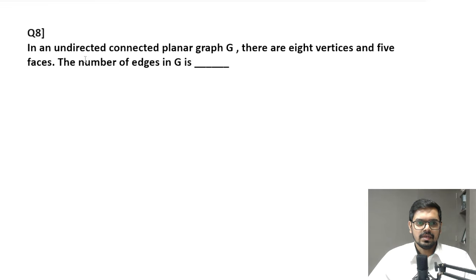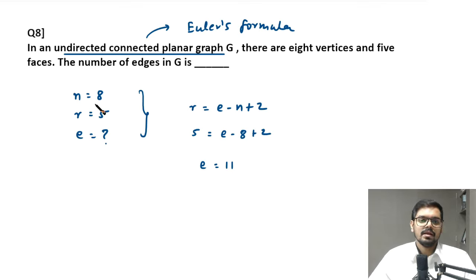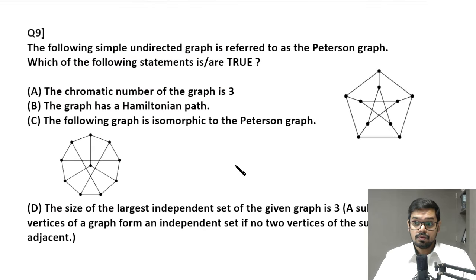It's an easy question. In an undirected connected planar graph, there are 8 vertices, 5 faces, and the number of edges is simple, a direct formula. N is given, R is given, E is asked. And also they are saying connected planar, so Euler's formula can be used. No brainer. We have solved very tough questions. This is super easy. To the next question, the final question. Tough question. Pause the video, try, then look at my solution.